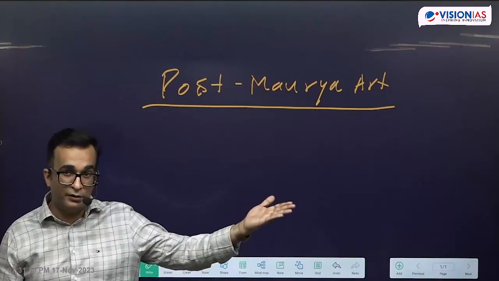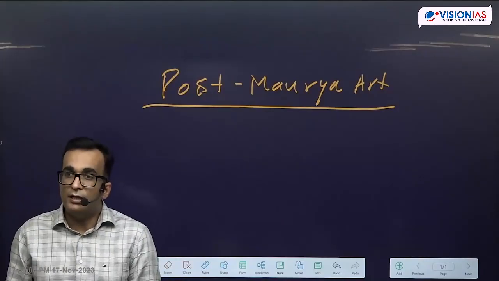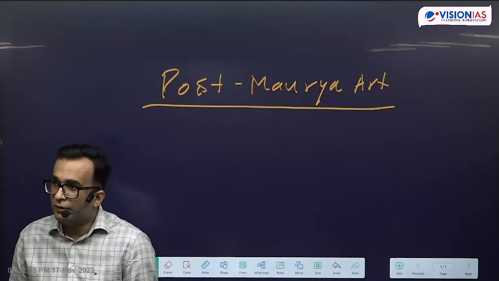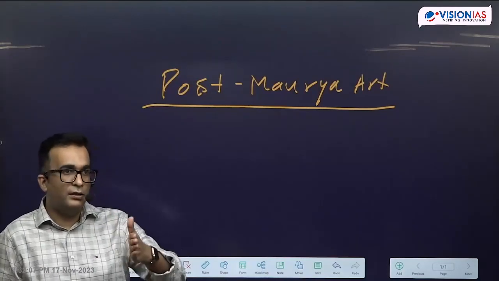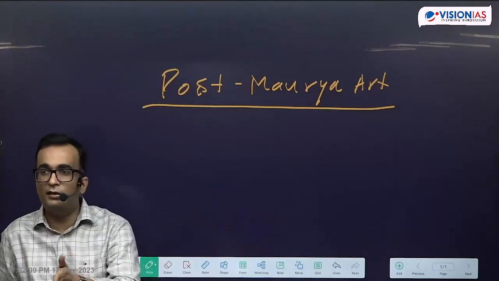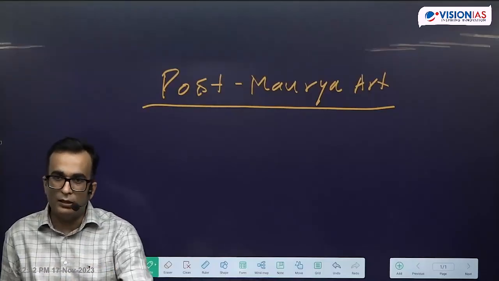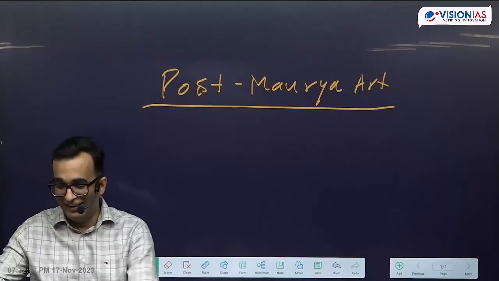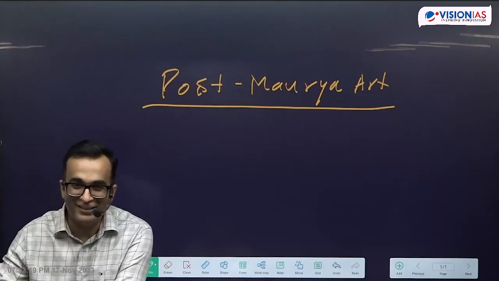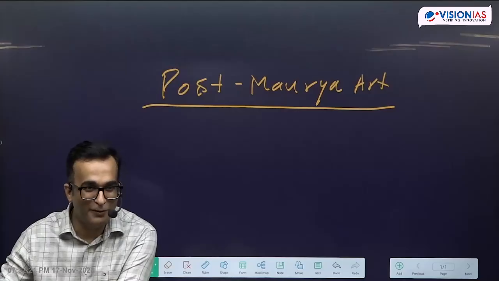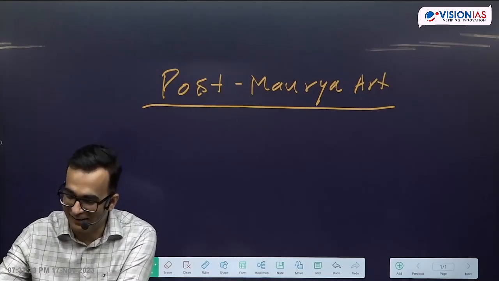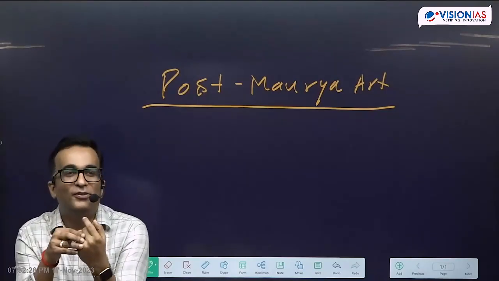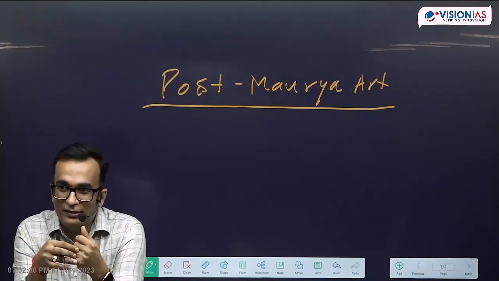on the other hand there were the foreign invasions in India: Indo-Greeks, Scythians, Parthians, and Shakas. So in this age, on one hand there are the foreigners, on the other hand there are the Indian dynasties: Sunga, Kanvas and Satavahanas. So this age is considered the post-Maurya age.